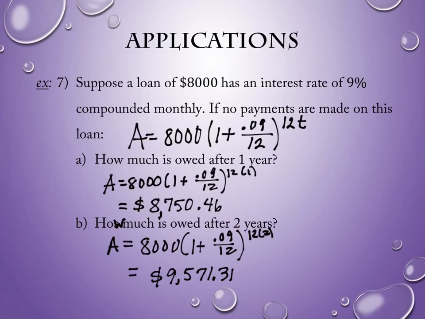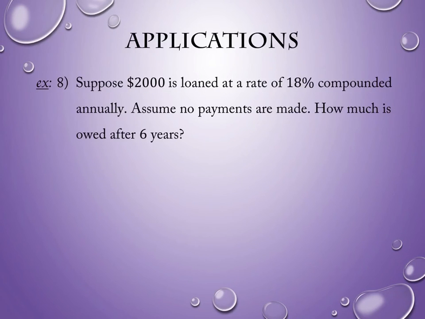All right, so let's change some of the conditions just a little bit and see what happens with one more example. Suppose you have $2,000 that's loaned at a rate of 18% compounded annually. Assume no payments are made. How much is owed after 6 years? Now, some of you might be looking at it and thinking, "Ooh, 18%, that's really high." And it is really high, but if you take a look really quick, for those of you who have them, it's about what a credit card interest rate is these days.